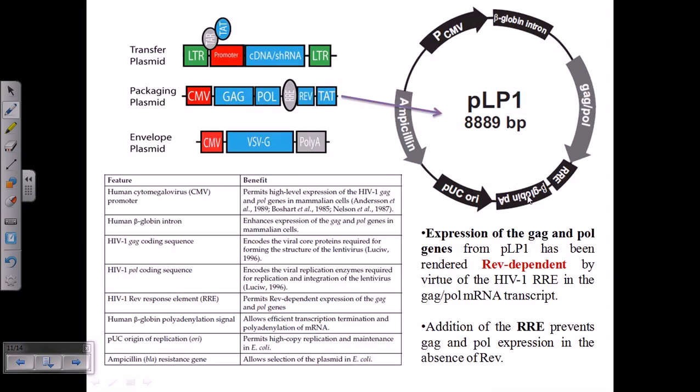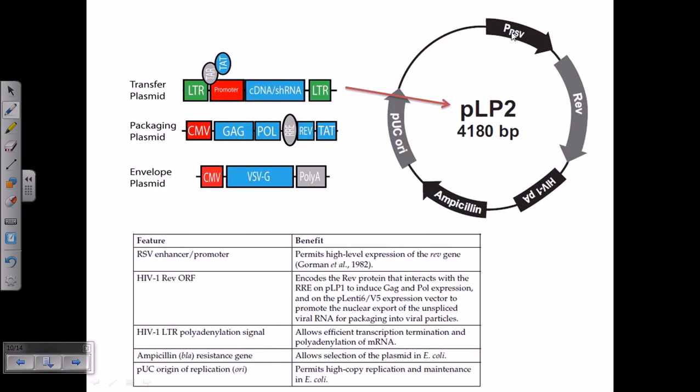Similarly, as we have seen, the beta globin intron is there for the expression of GAG-Pol. Here we have the RSV promoter for the expression of the rev gene, and the HIV rev open reading frame is also there. It encodes the rev protein that interacts with the RRE segment of the previous plasmid, LP1, to induce GAG-Pol expression. Now here we can see the molecular crosstalk between these two plasmids simply using rev.